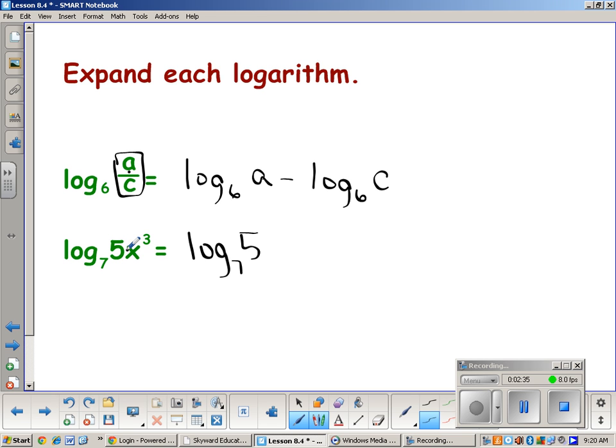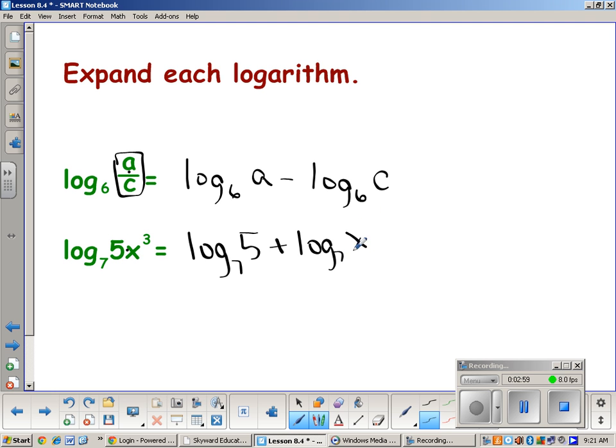It's 5 times x cubed. Is that 5 cubed? No, that's not 5 cubed. It does not have parentheses around it like that. And so don't treat it like it does, okay? It does not have parentheses. It's times, so that's what? Plus the log base 7 of x cubed.